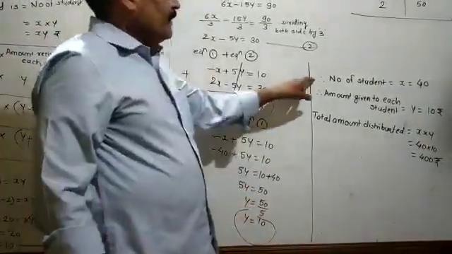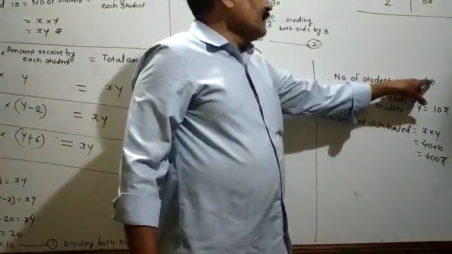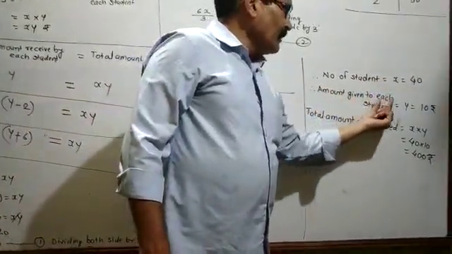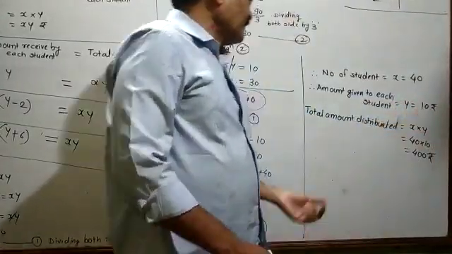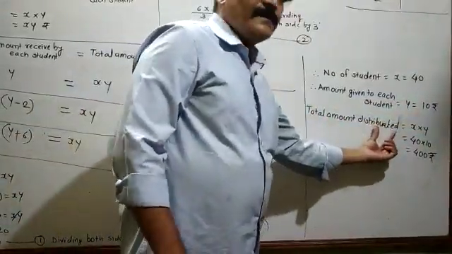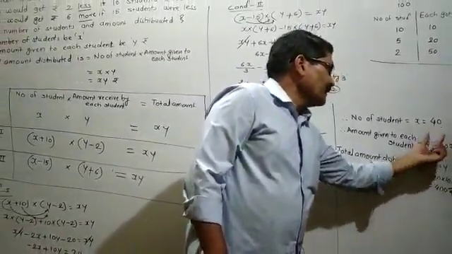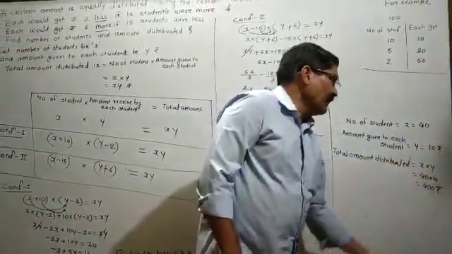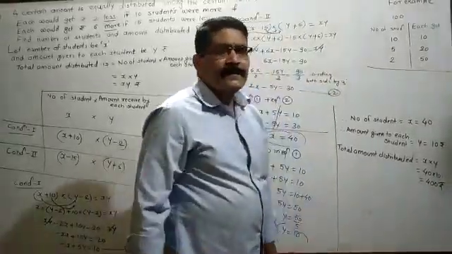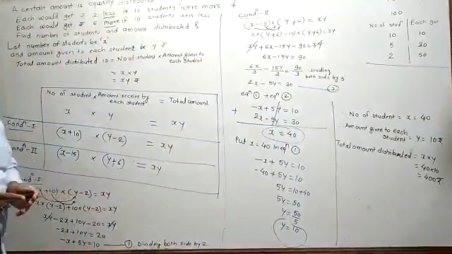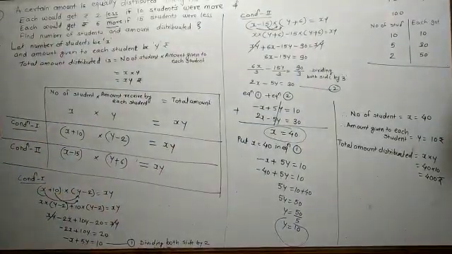And from that, the number of students is equal to x is equal to 40, and the amount given to each student is equal to y is equal to 10 rupees, and the total amount distributed is equal to the number of students multiplied by the money they are getting, means x multiplied by y is equal to 40 multiplied by 10 is equal to 400. Everybody understand? In this way you have to solve this problem. This is a very easy problem. Write all these things in the notebook.